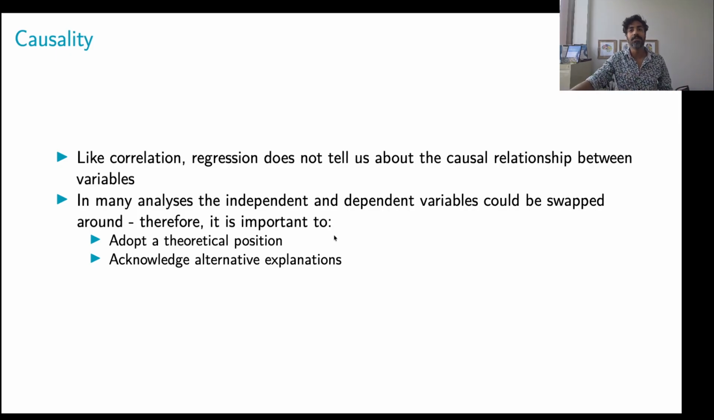So in many analyses, the independent and dependent variable could be swapped around, and therefore it is important to adopt a theoretical position. You need to be able to say, theoretically, the direction of effect is more likely to go this way, but also acknowledge alternative explanations.